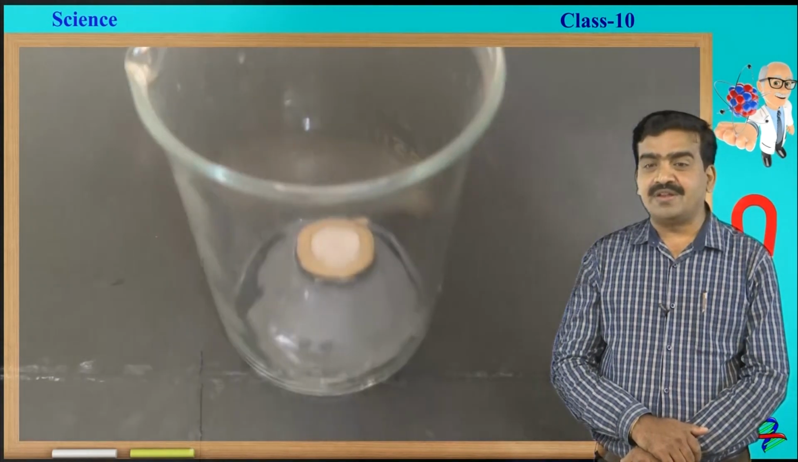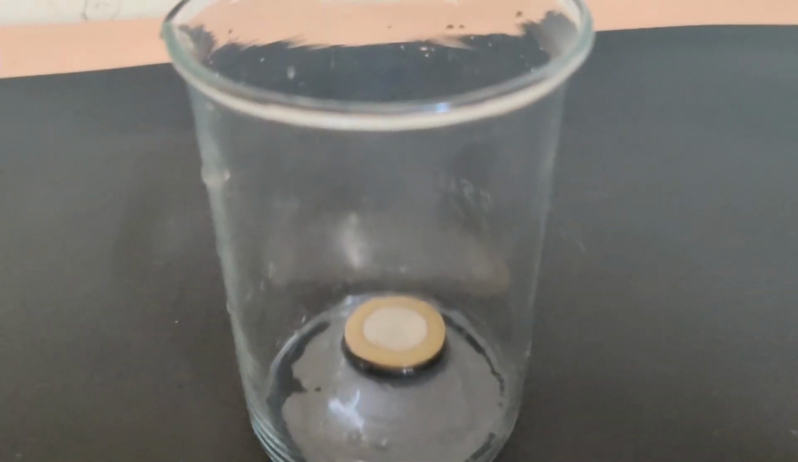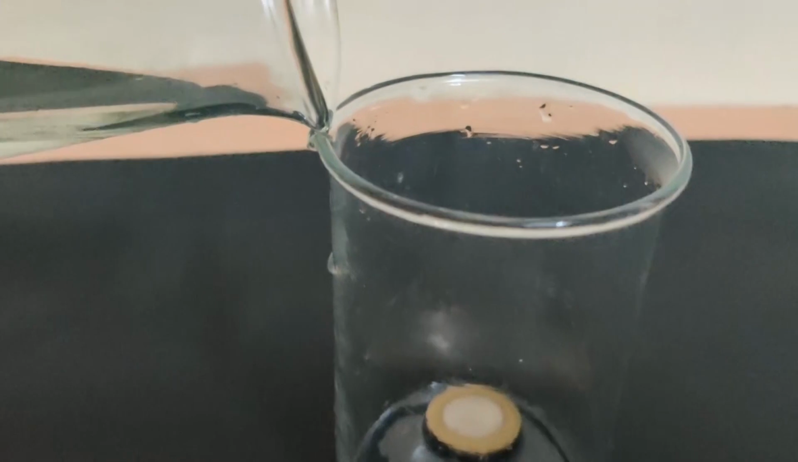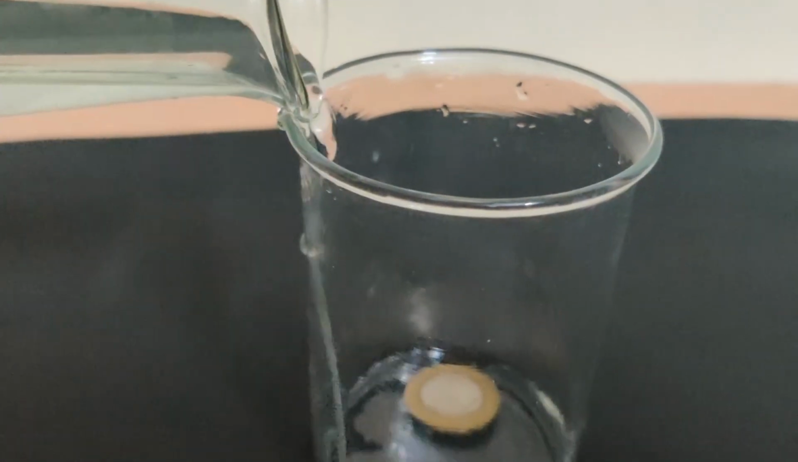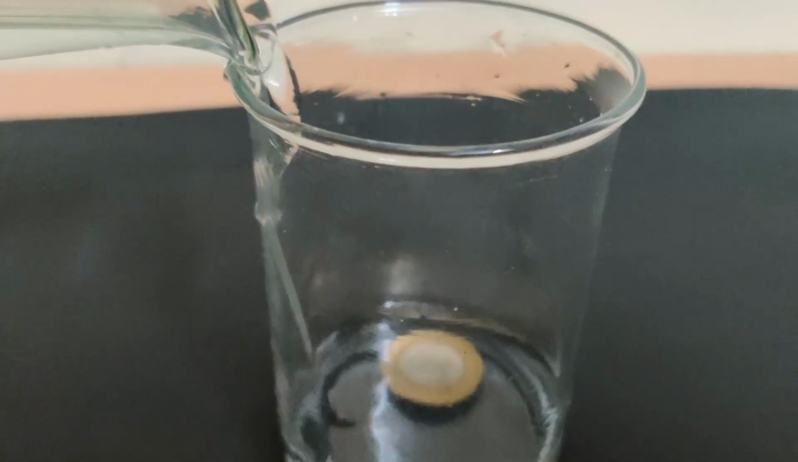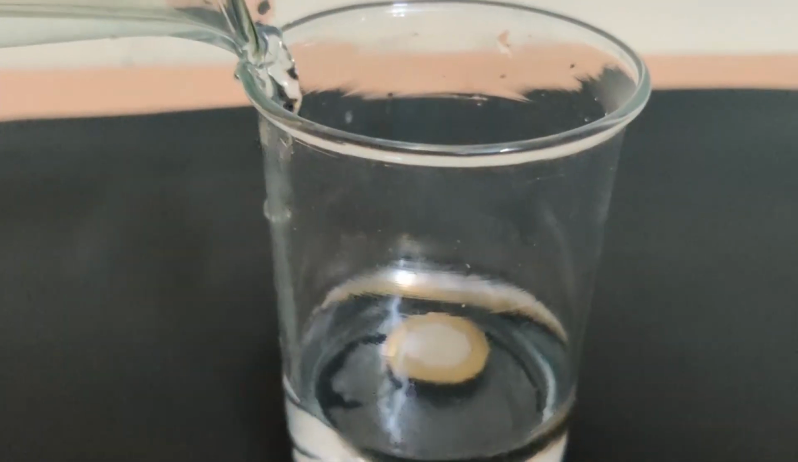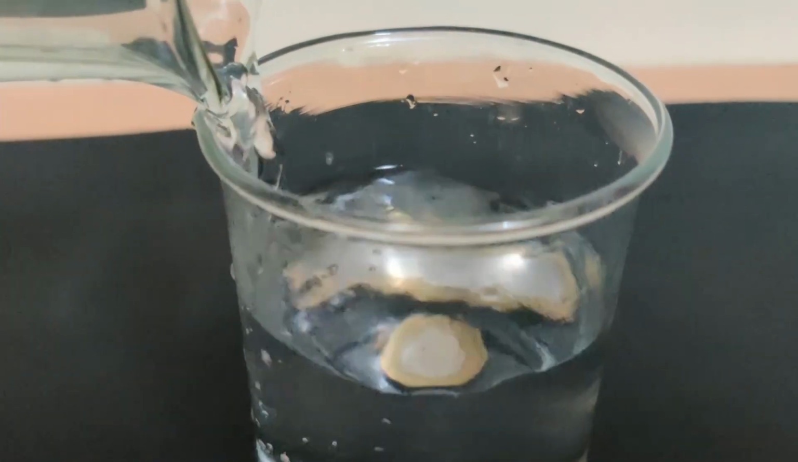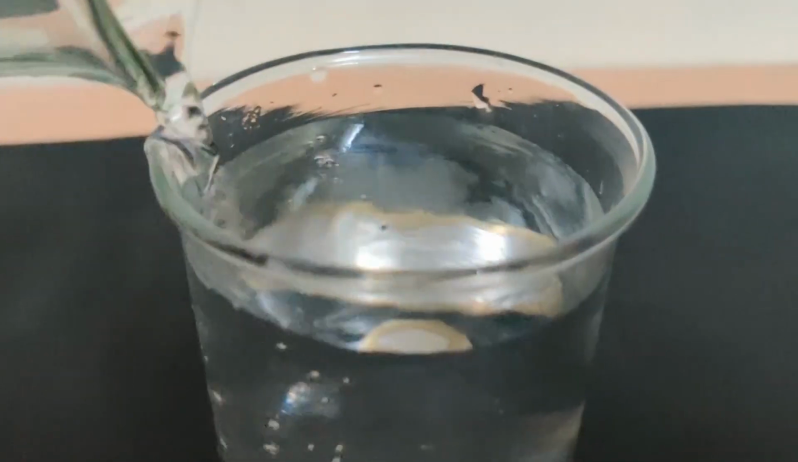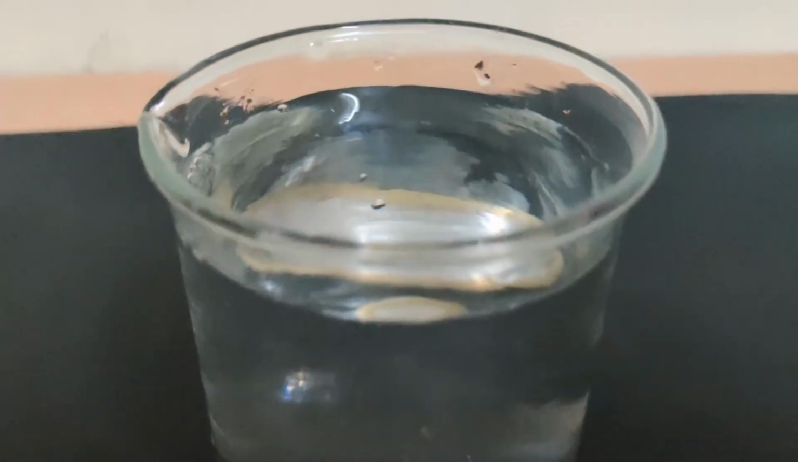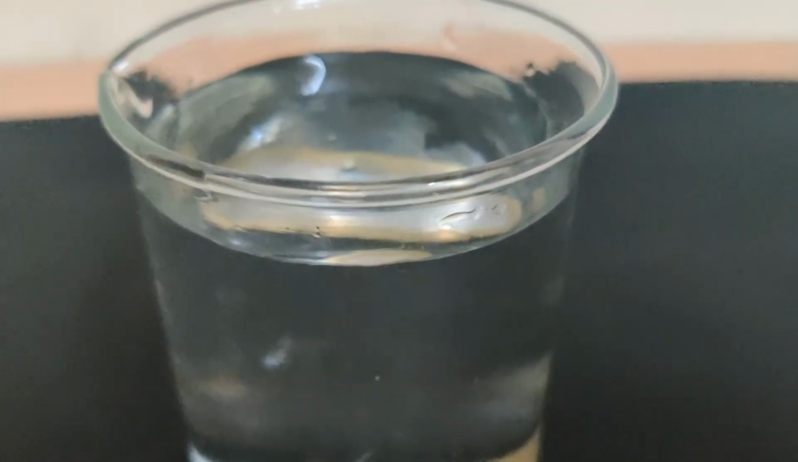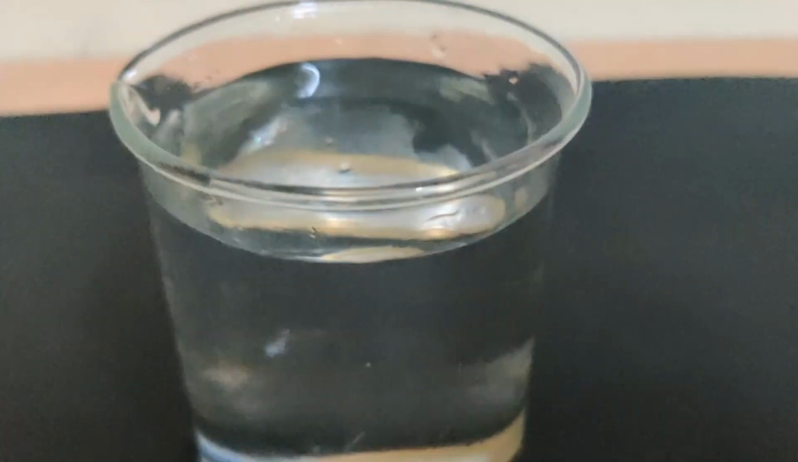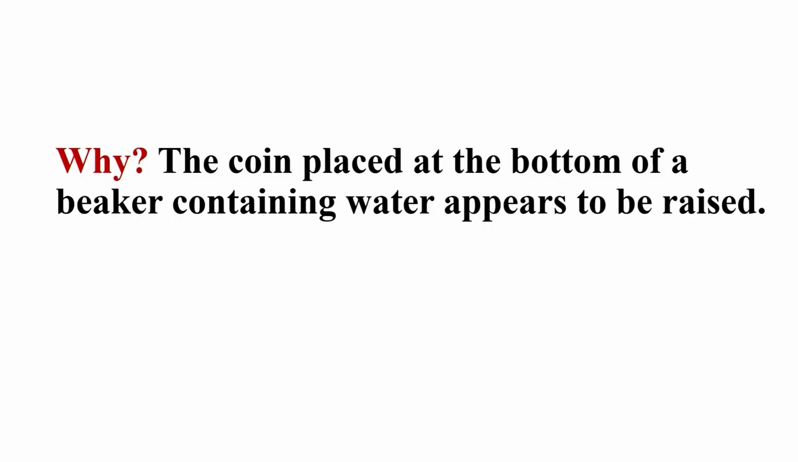Look at one more video. Here a coin is placed at the bottom of the beaker. Here also water is being poured into the beaker. Observe carefully. See the position of the coin with respect to the water. What are you seeing there? Yes, you are correct. The coin appears to be raised. Here also you have a question in your mind: why does a coin placed at the bottom of a beaker containing water appear to be raised?